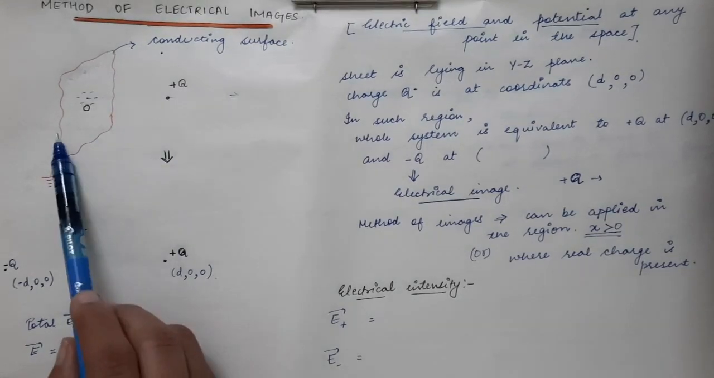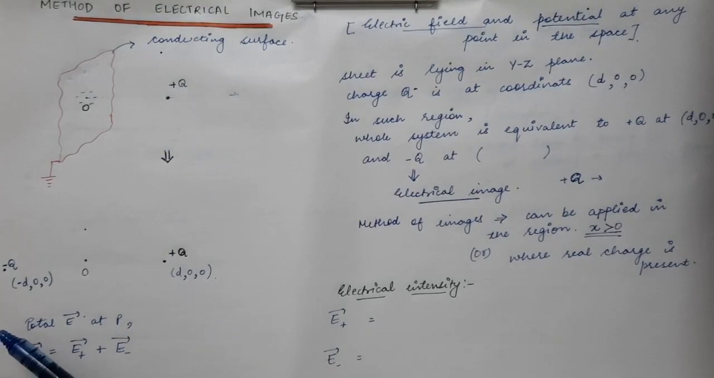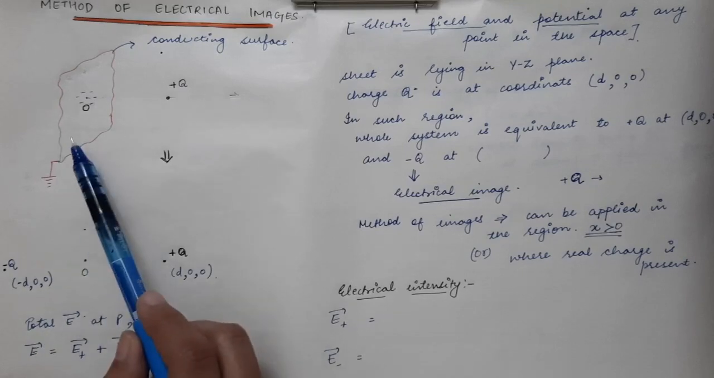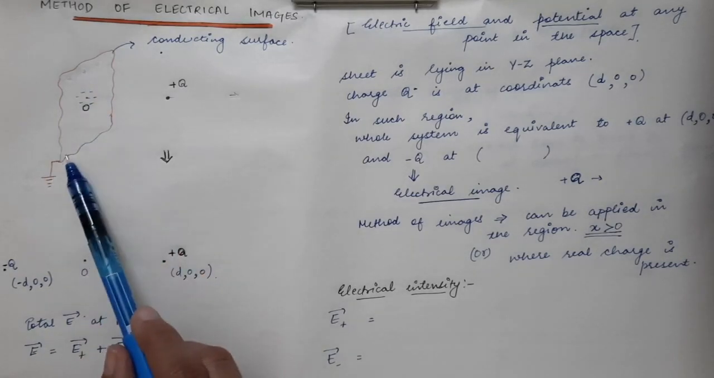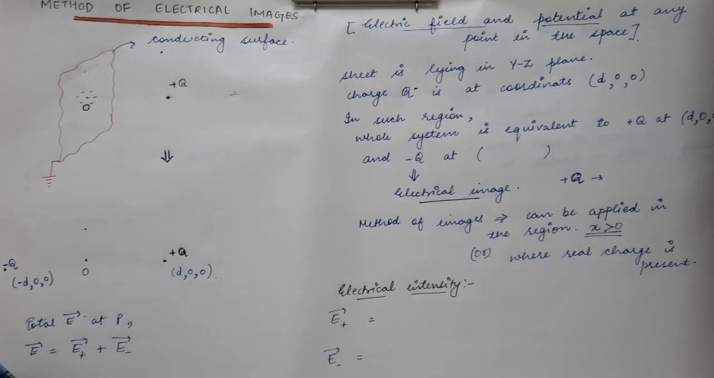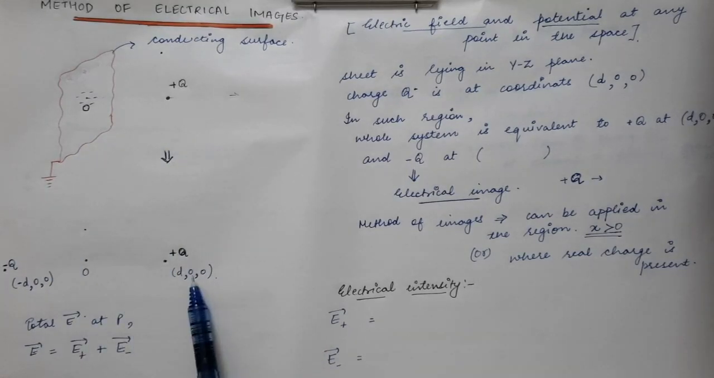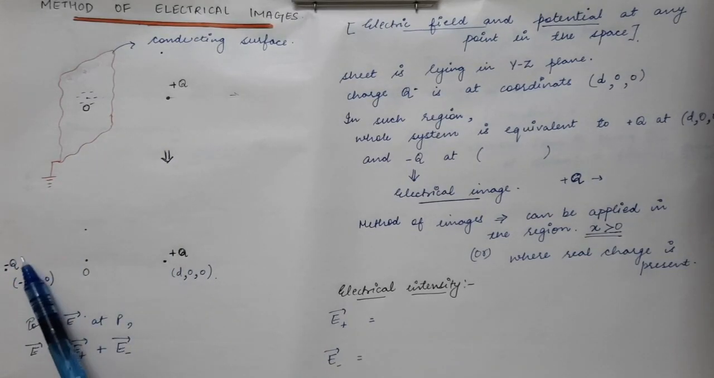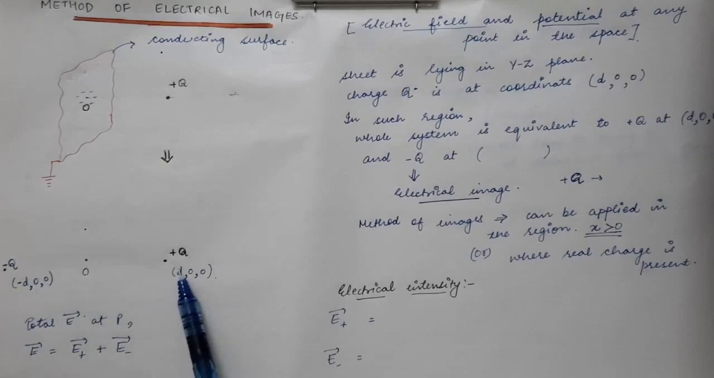So if we are replacing this system with another system, then the basic conditions must be satisfied. So the basic condition is that potential at every point on the conductor is 0 in the first figure, and it must be 0 in the second case also. So therefore we can replace this first system with the second one, and over here minus q charge is called the electric image of plus q charge.